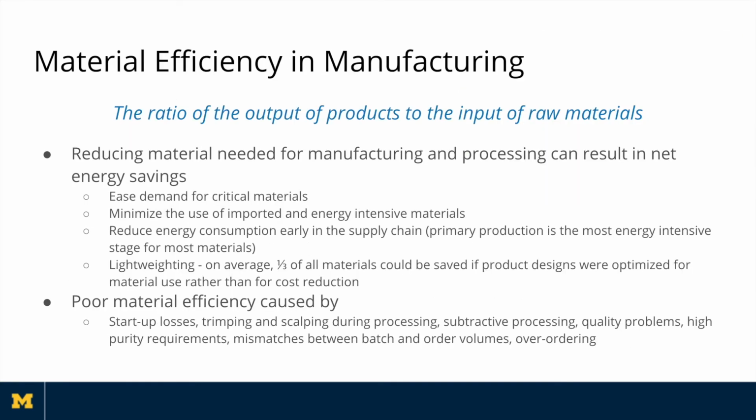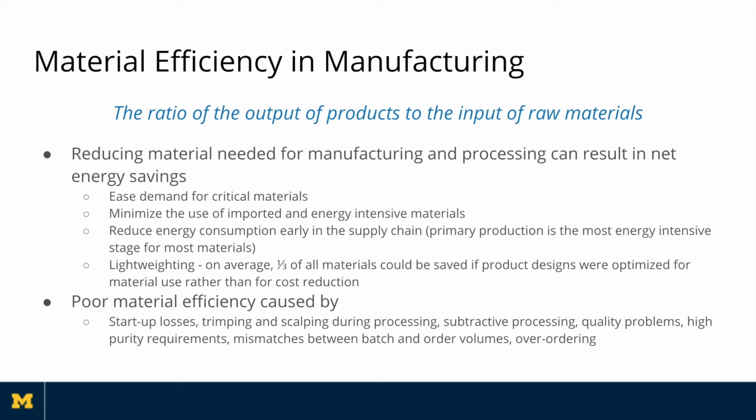This brings us to material efficiency, which can be defined as the ratio of the output of products to the input of raw materials. Material efficiency can also be referred to as yield losses. Why is it important to have a good material efficiency, you may ask? Well, just by decreasing the amount of material needed during manufacturing and processing, you can get net energy savings.